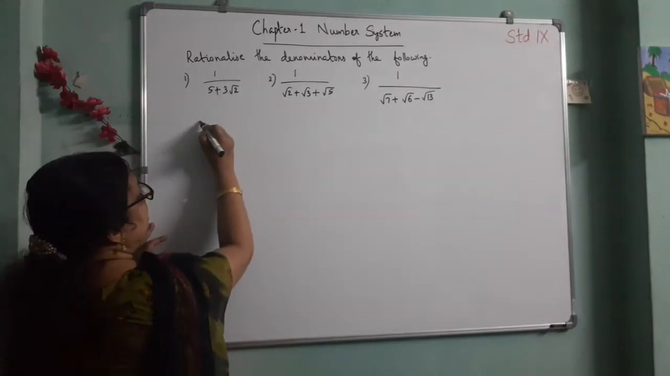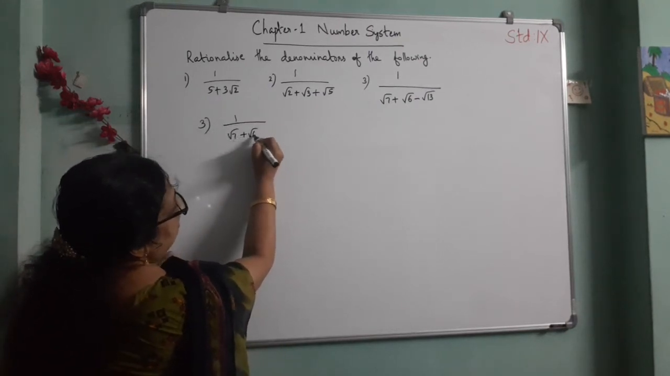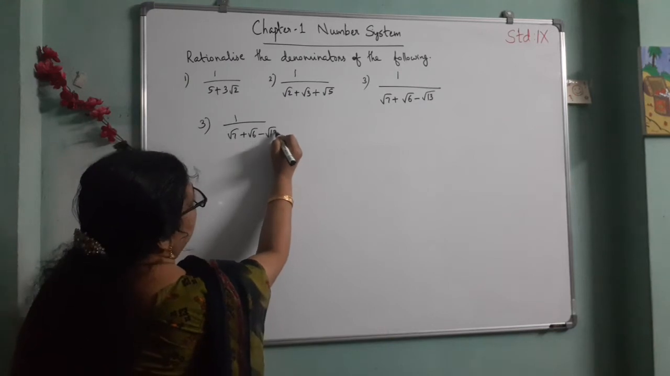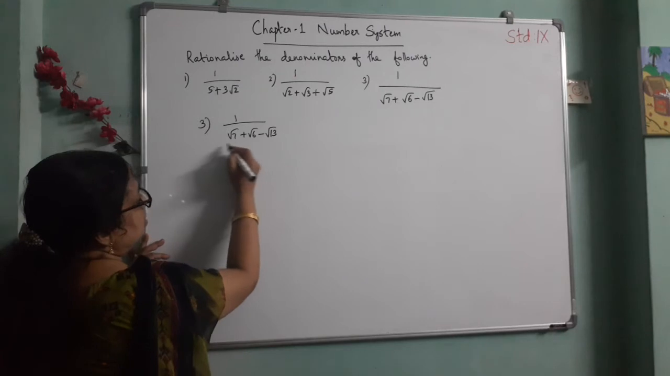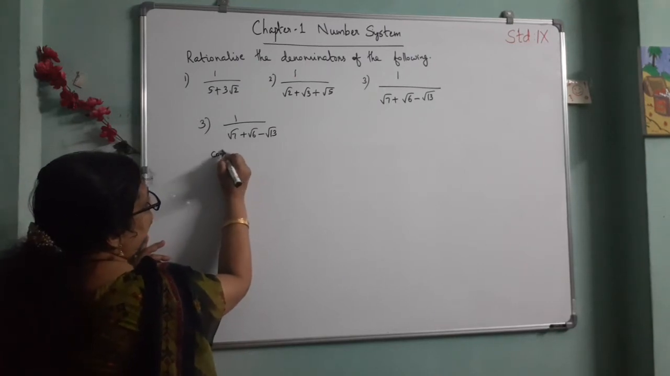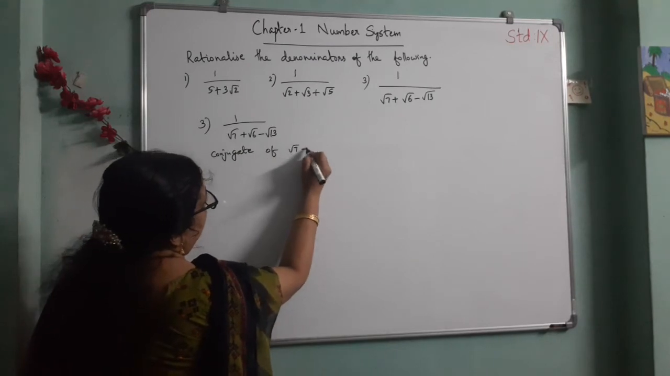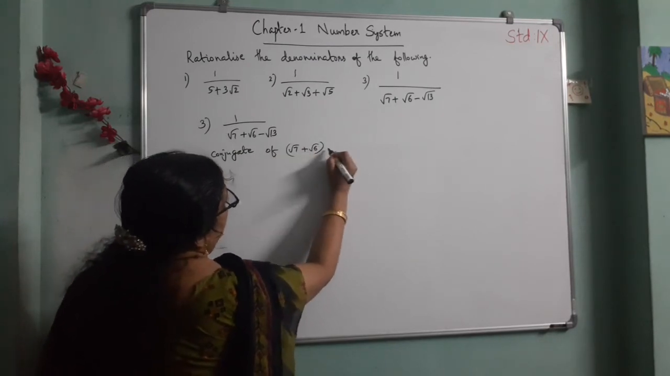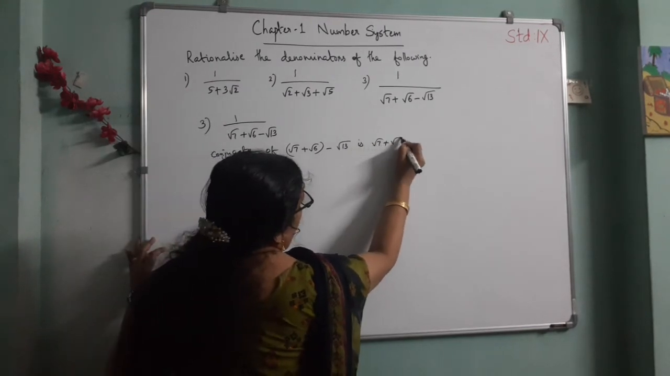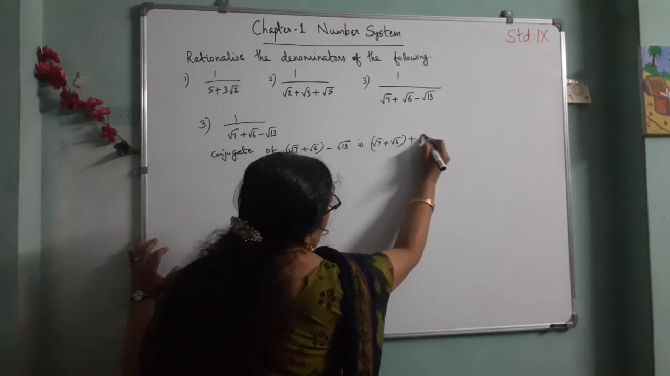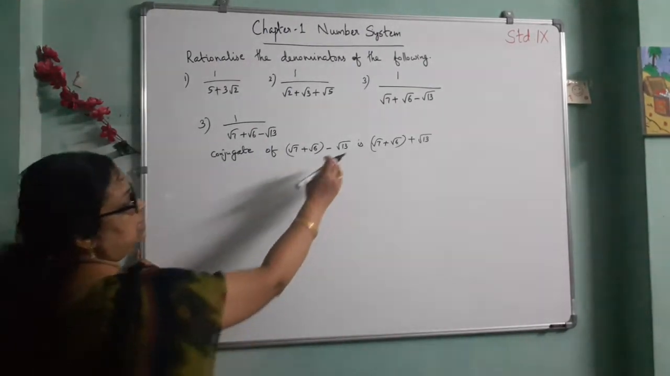The third question, 1 by root 7 plus root 6 minus root 13. Here also we take the first two terms together. So the conjugate of root 7 plus root 6 minus root 13 is root 7 plus root 6 plus root 13. So multiply both numerator and denominator with this conjugate.